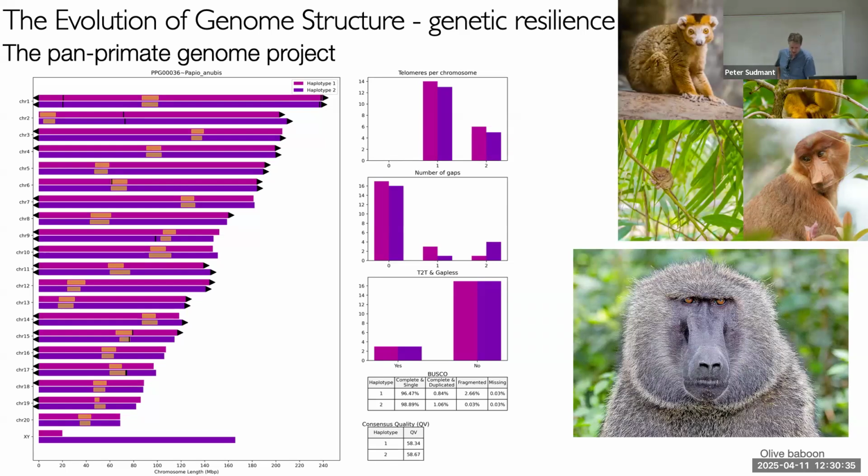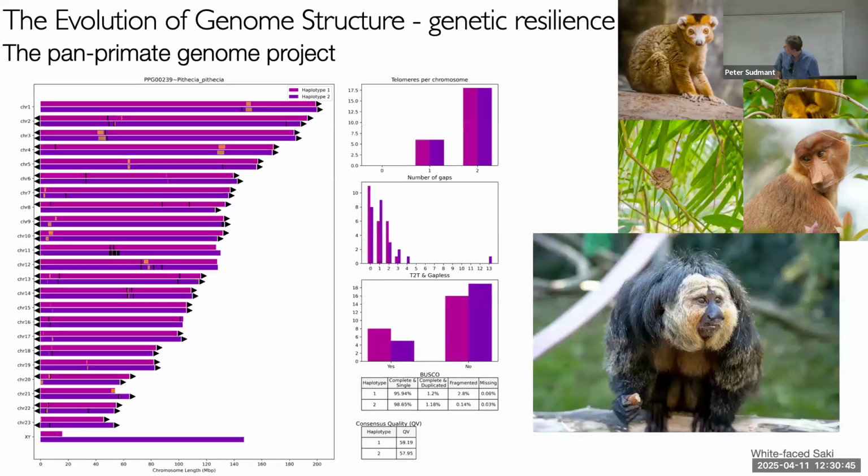Now you can start to see really crazy things happening. These centromeres here are pretty big, pretty hefty centromeres. Those are the orange blocks. Now let's look at this amazing guy, the white-faced saki. Look at these tiny, tiny little centromeres. There's also huge variation between the homologs in the centromeres. This is another part of the genome that we were never able to look at before. We could never really look at centromeres until these T2T genomes came along.